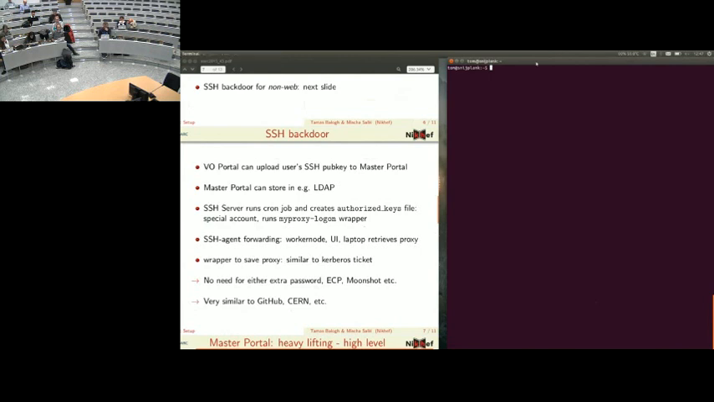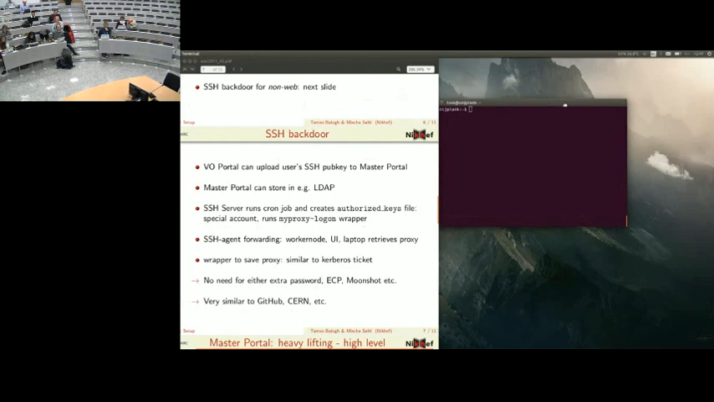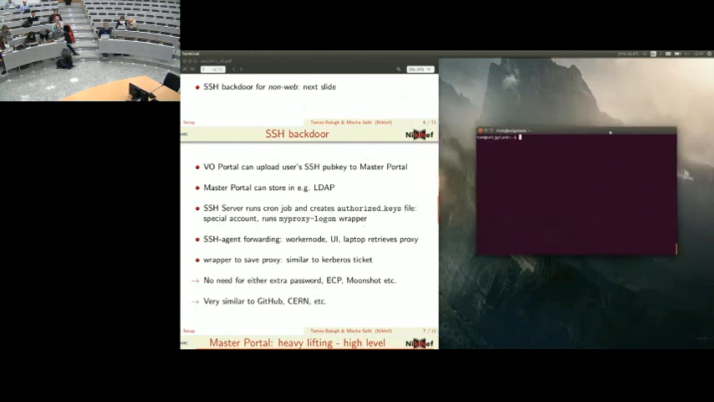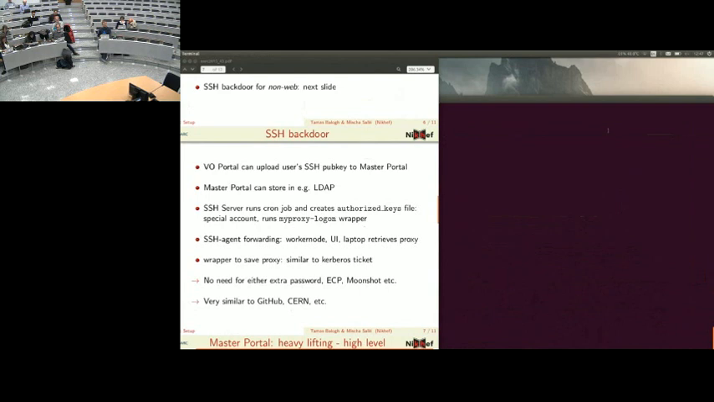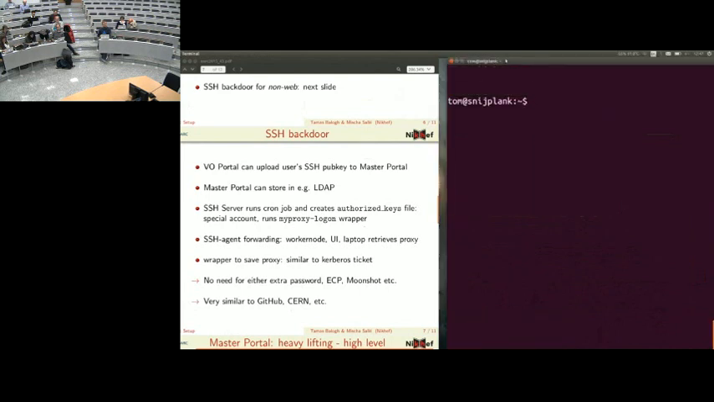I realize this is kind of small. It's all right. Increase font size. Control plus. No. Control Shift plus. Yes. Ah, who knew? All right.